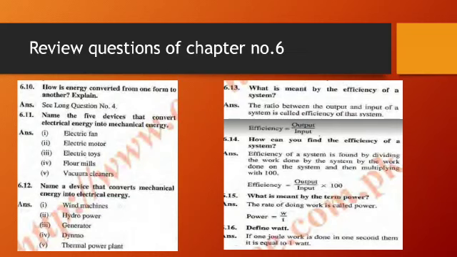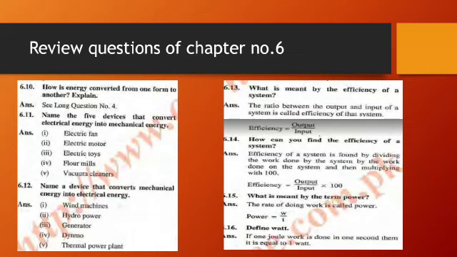What is meant by the term power? The rate of doing work is called power. As you know, in mathematics, whenever we divide something with time, we need to know how it is changing with time. So that's why power is basically the rate of doing work.